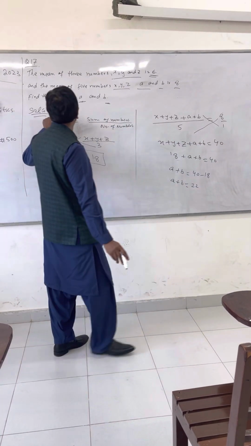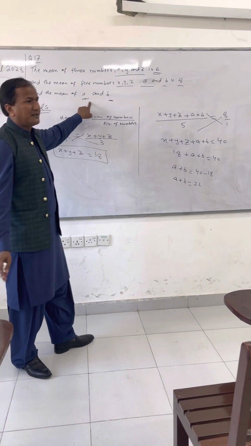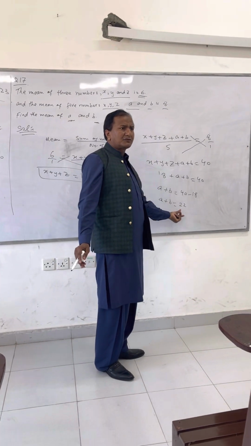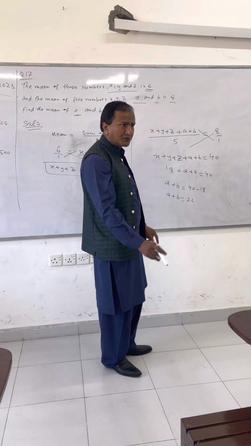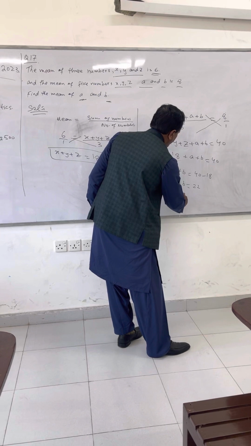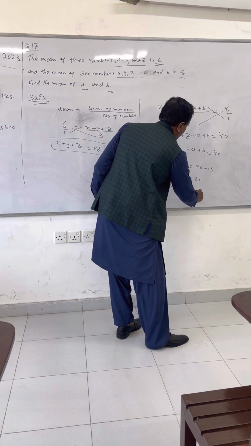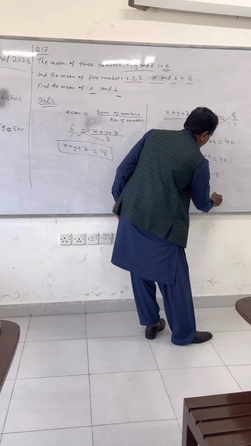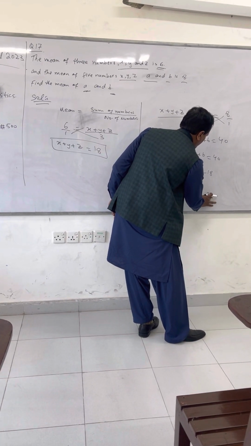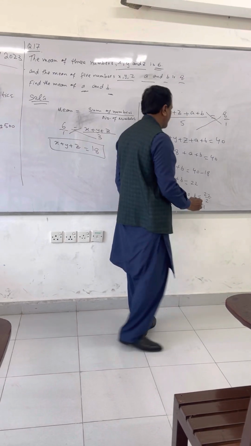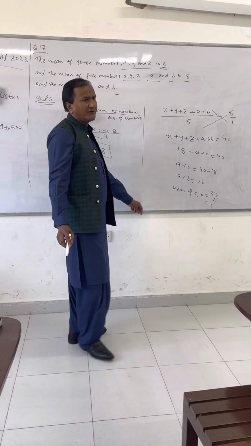Now, we are supposed to find the mean of a and b. The mean means we have the sum of two numbers, and the total sum is 22. So the mean of a and b is 22 by 2. When we divide 22 by 2, it gives us 11. This is the mean value of a and b.